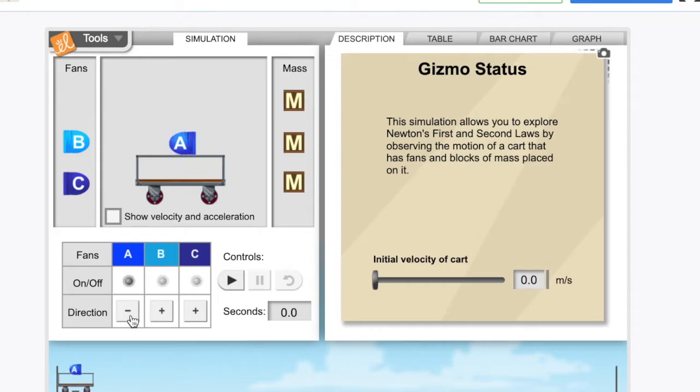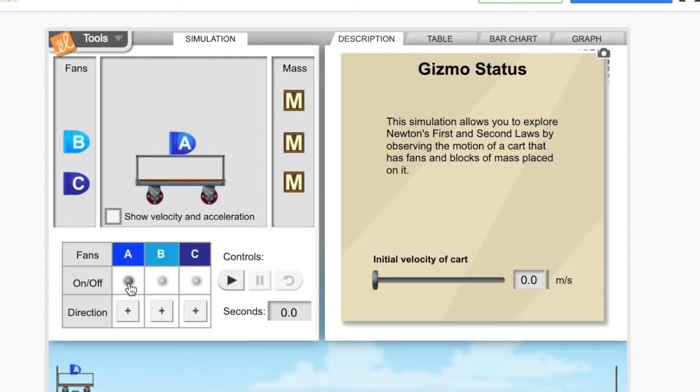Notice we can change the direction. So here it's positive, negative, just changing the direction there. And we can turn it on and off by clicking on this. Right, push that. You see, there it is. Okay. Let me turn it off. It says, what direction is the air pushed? The air is pushed to the left.